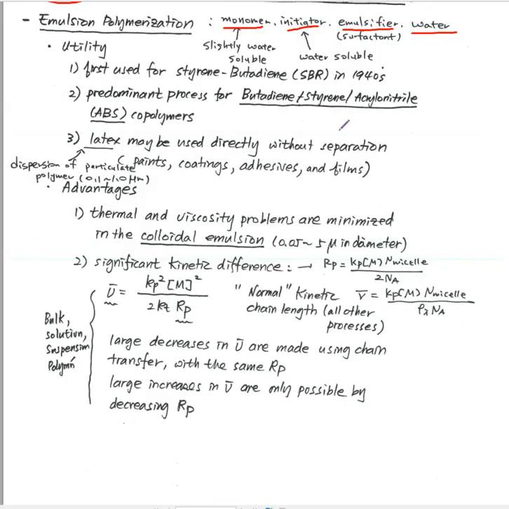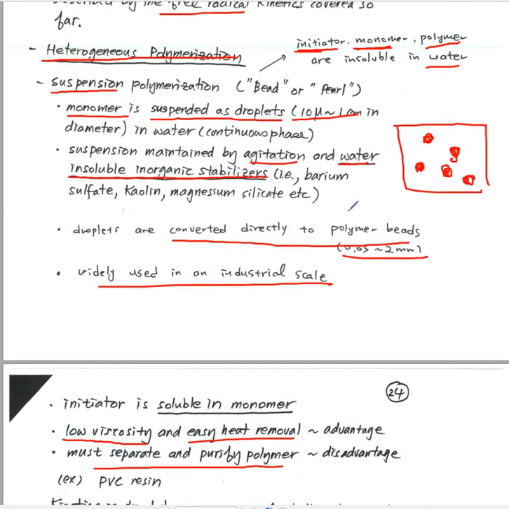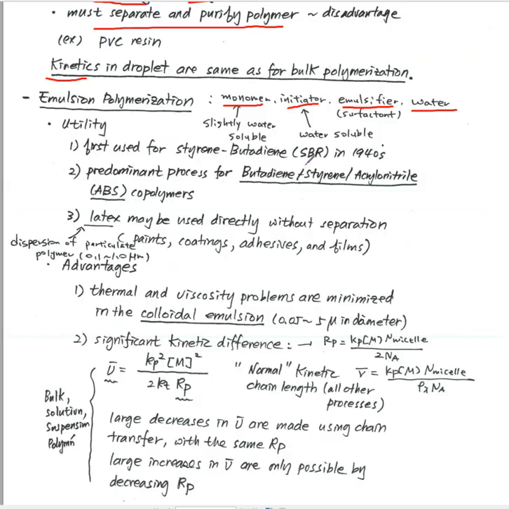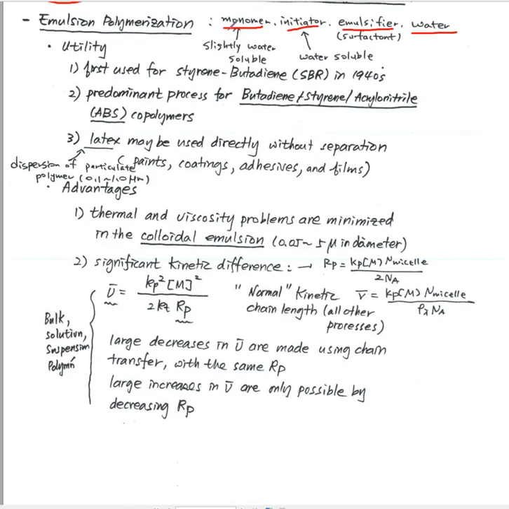But the difference is, in suspension polymerization, monomer and initiator were water insoluble, right? So remember here, initiator and monomers are insoluble in water. That's why the polymerization reaction occurs inside of these monomer beads. But here in emulsion polymerization, monomers are slightly water soluble, and initiator is water soluble. That's the main difference between suspension and emulsion polymerization.